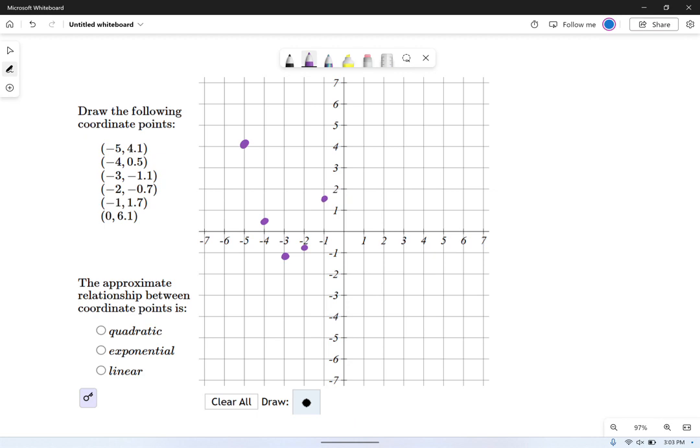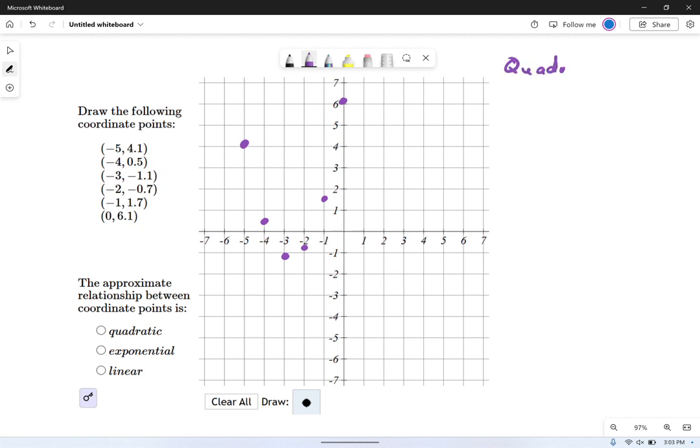Okay, and then 0 and 6.1. All right, so I've got all the dots made. The real decision part of this problem comes when it says, hey, what kind of a function is this approximately? We're given 3 options. It could be quadratic, it could be exponential, and it could be linear. So let's just talk about what those things are quickly.